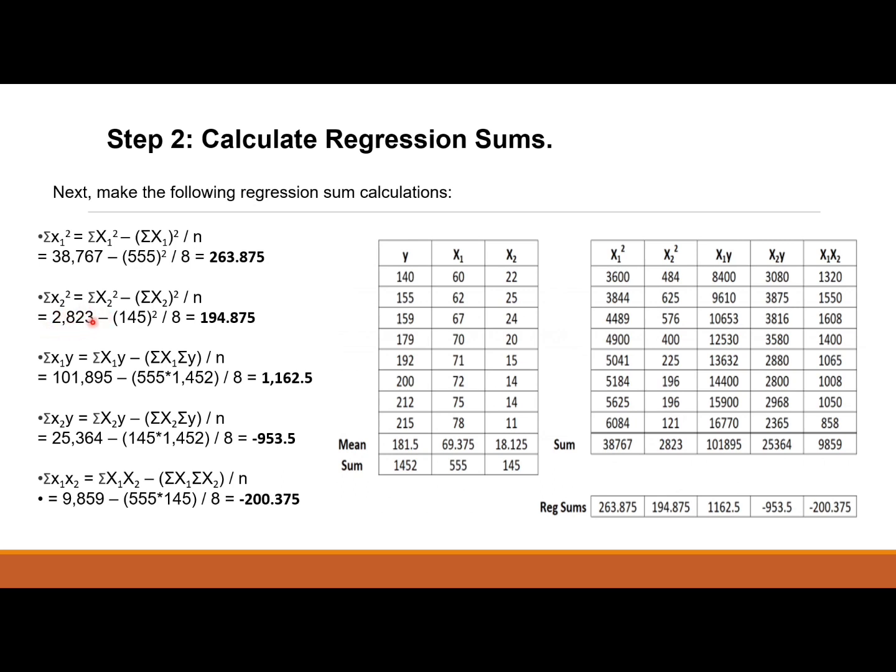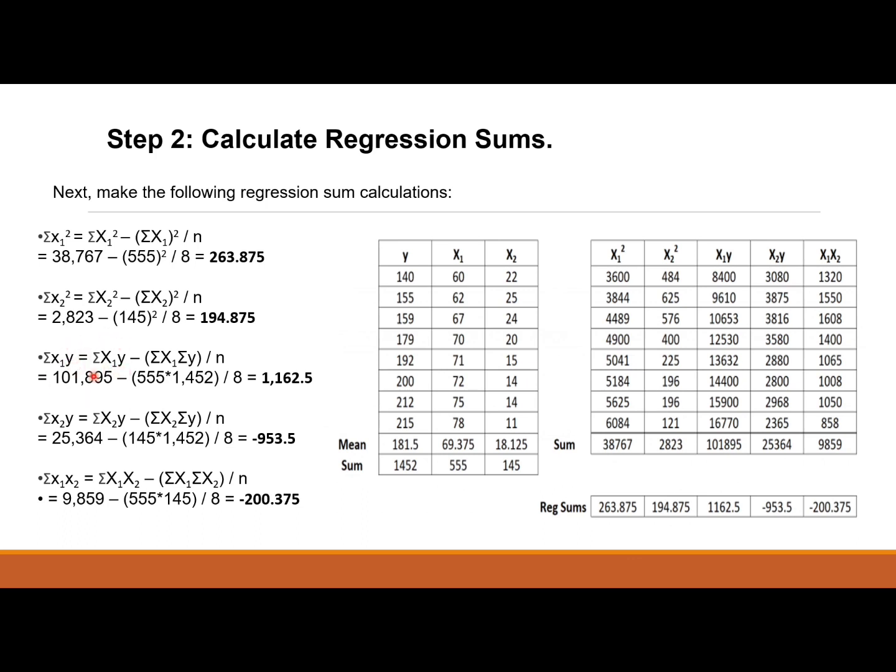The value of the summation of x2 squared is 2,823. Minus 145, our summation of x2. So this is it. Then squared. Then we divide it by 8, which is our samples. Total of 194.875.